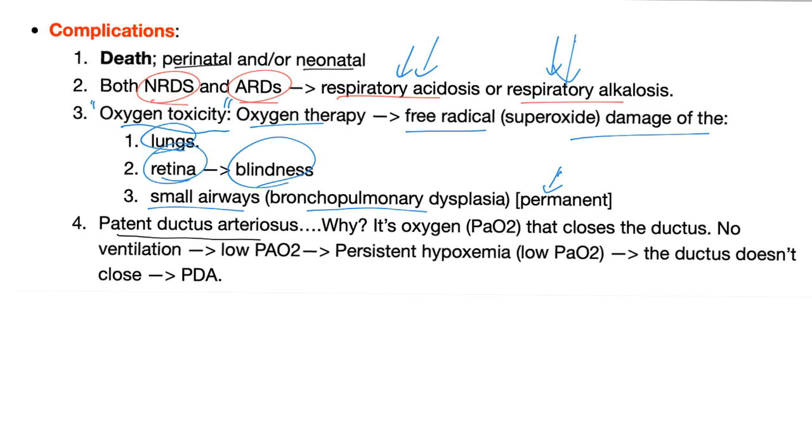Patent ductus arteriosus. This ductus arteriosus should close. When should it close? It should close when the kid breathes in. What closes it? The oxygen. But in respiratory distress syndrome, there is no oxygen. The patent ductus arteriosus is not going to be closed like normal people. It's going to be persistent ductus arteriosus or persistent PDA. Those are some complications of neonatal RDS.